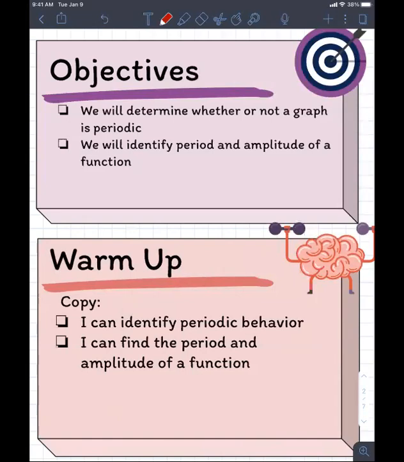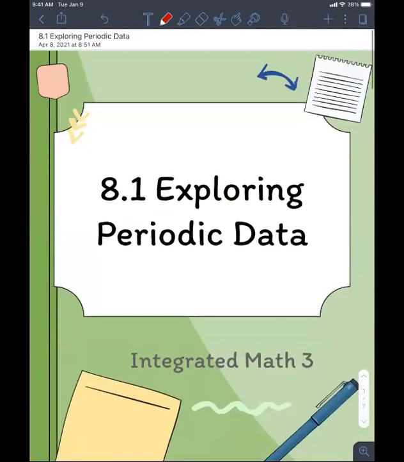All right, you guys look ready. So the title of this lesson is 8.1, Exploring Periodic Data. You already know what periodic data is. I can guarantee it. You just haven't learned the words to match it to yet. But I promise you already know what it is. I promise it's going to be an easy lesson.